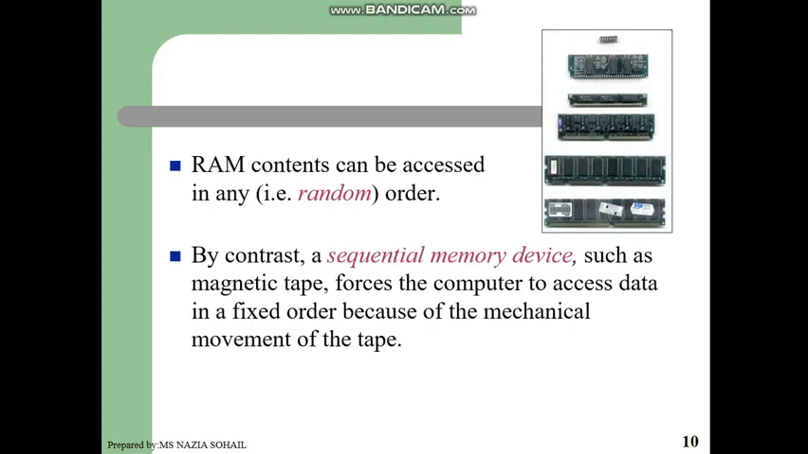These are all categories of RAM. RAM contents can be accessed in any random order. Okay, these are all pictures of RAM. By contrast, sequential memory devices such as magnetic tape force the computer to access data in a fixed order.